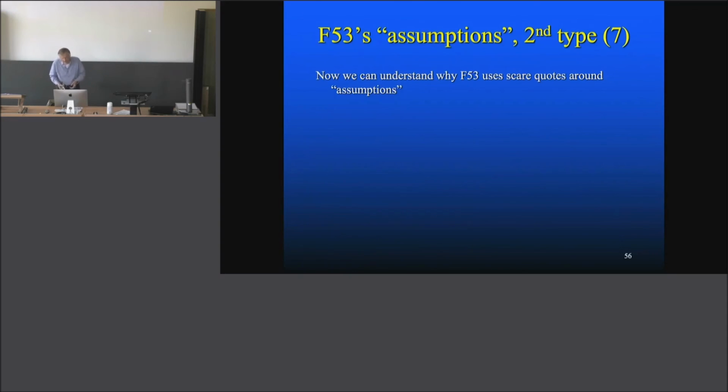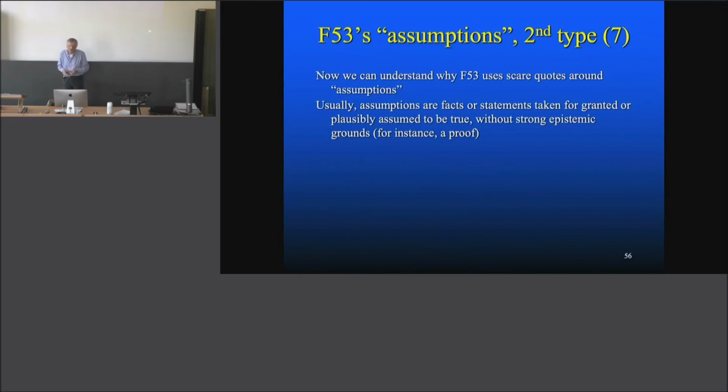So now I'm bringing all these things together, now we can understand why F53 uses scare quotes around assumptions. If you look, and I did go to the internet and look in the different lexica, assumptions are facts or statements taken for granted or plausibly assumed to be true without strong epistemic grounds. For instance, a proof. So that's what you usually do. So if you say, look, I assume now that the crime rate in Switzerland has slightly decreased, then this may be somehow plausible. You may not have measured it, but when you say, I assume that it has decreased, that means you take it for true, but you say, I assume it, I don't really have the latest data.